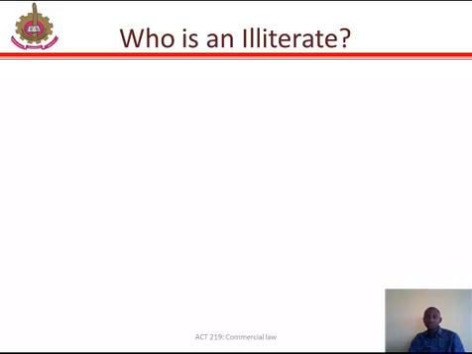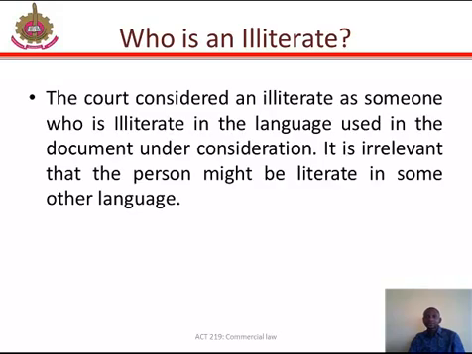Who is an illiterate? It appears from the cited cases that the test of illiteracy is a relative one. In the case of PZ and Co. versus Usau and Kantoma in 1961, the court considered an illiterate person as someone who is illiterate in the language used in the document under consideration. It is irrelevant that the person might be illiterate in some other language.